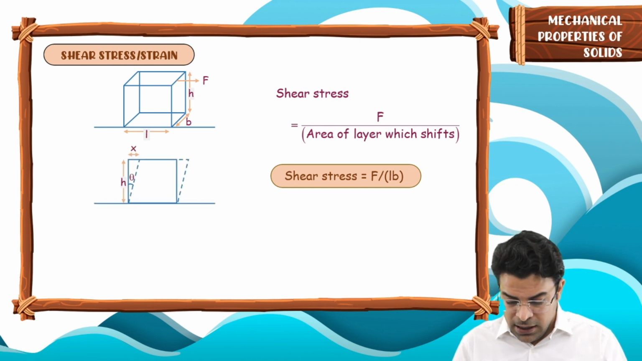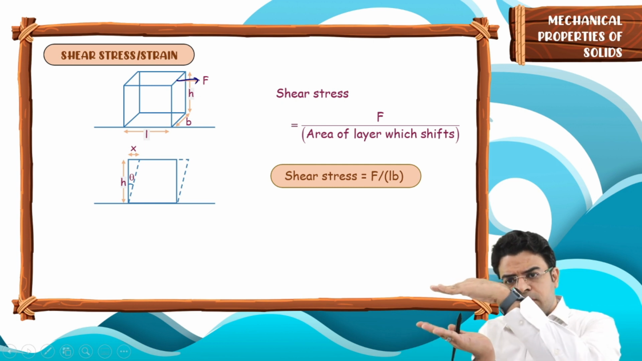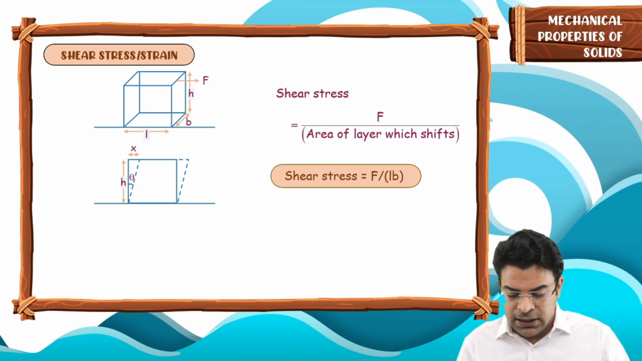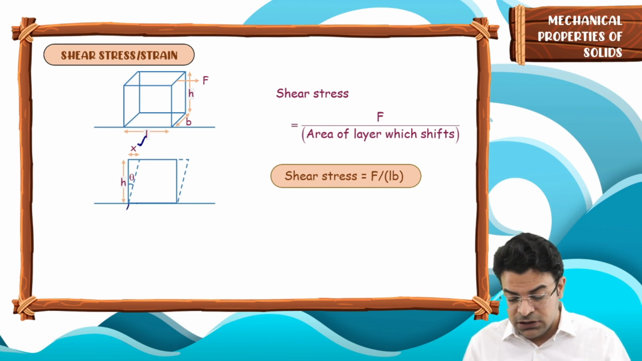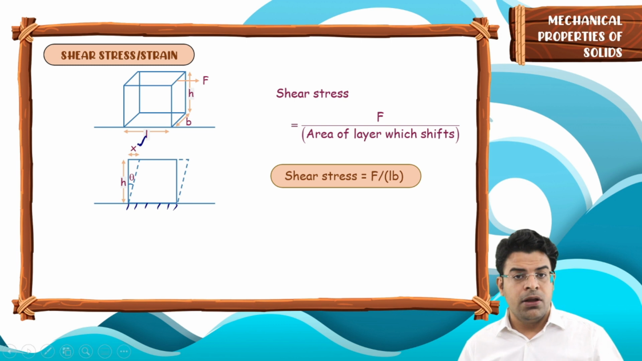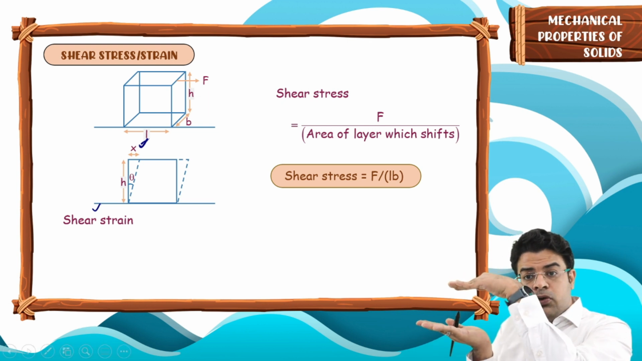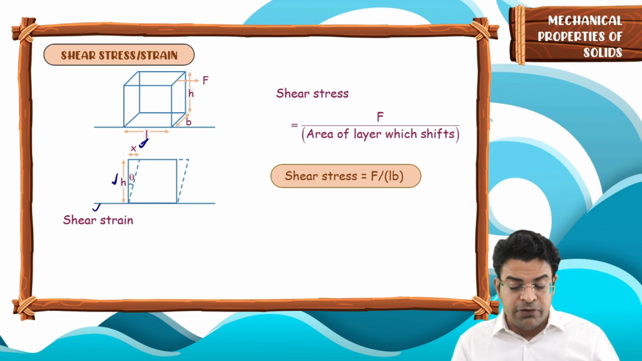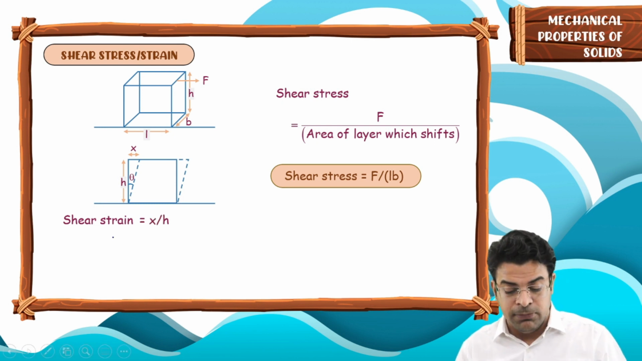If you apply some force on the top layer, the top layer shifts with respect to the lower layer. Let's say the top layer shifts by distance x with respect to the lowest layer, as the lowest layer is fixed. We define the shear strain to be equal to the distance moved by the top layer with respect to the lowest layer upon the separation between them, which is h. So we define the shear strain to be equal to x by h.